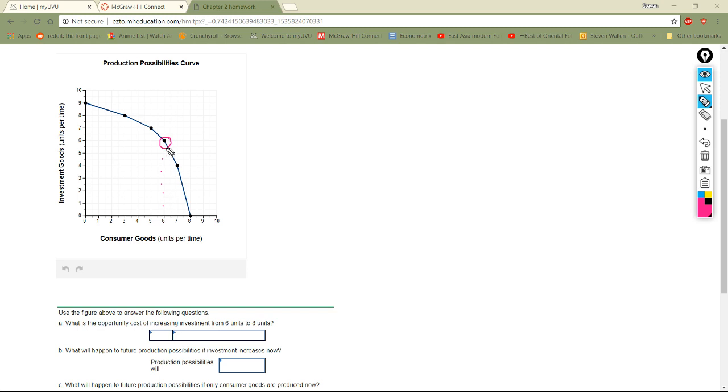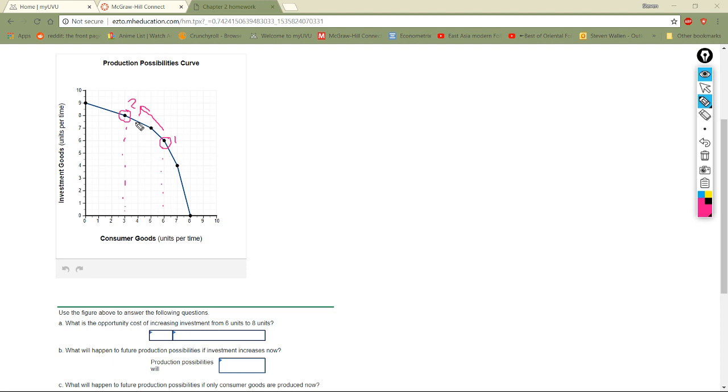Okay. Sometimes it's hard on these graphs, so you might want to just kind of look real quick and make sure you're actually choosing the right point. And it says, what is the cost of increasing investment from 6 to 8 units? So we're going to go up here to 7, 8. So this is where we're going to end up. This is our first point. This is our second point. This is what we're going to. And we're increasing investment. So investment's going up. Okay? Now when we do that, what happens to consumer goods? Well, we draw this line down here. Okay, so we started out at 6 consumer goods, and we're going to go down to 3. So that's our opportunity cost.